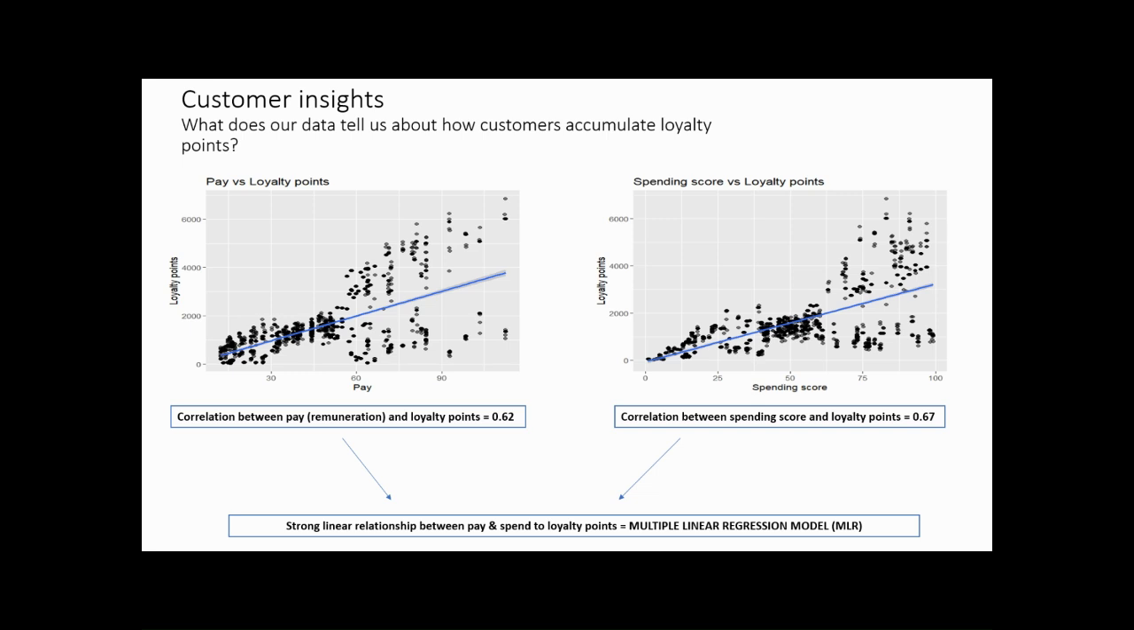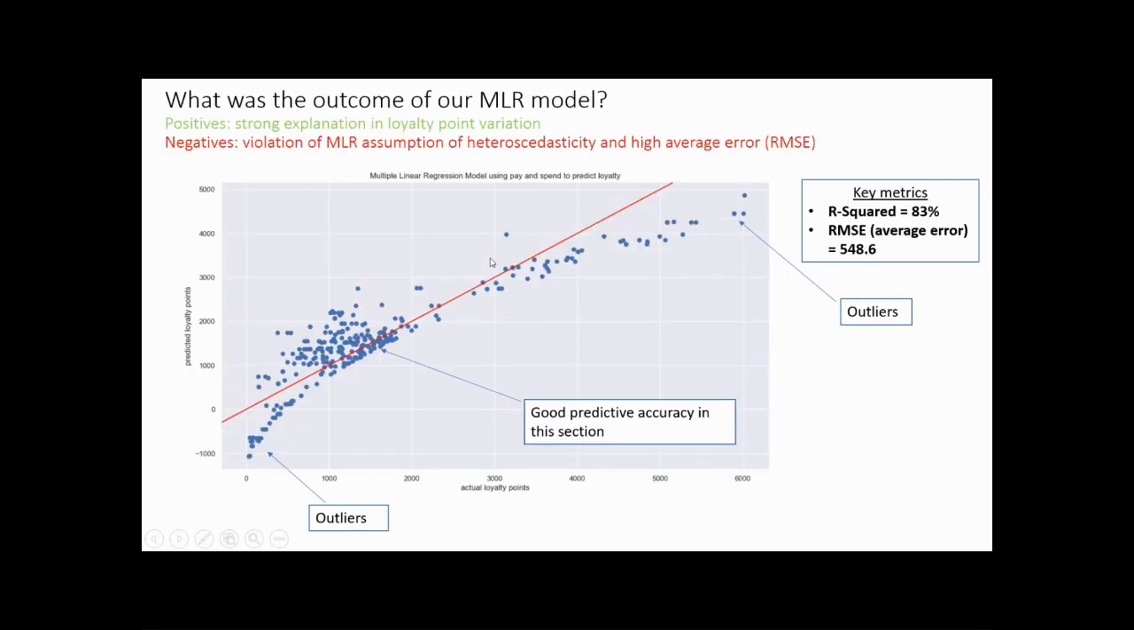Please note that for a linear regression model to be suitable, an evaluation of six assumptions must be made, and these can be found in the Jupyter Notebook. The first assumption, of a linear relationship between spend score and pay against loyalty, has been satisfied by these scatter graphs, which show a strong linear relationship. We can now move on to multiple linear regression.